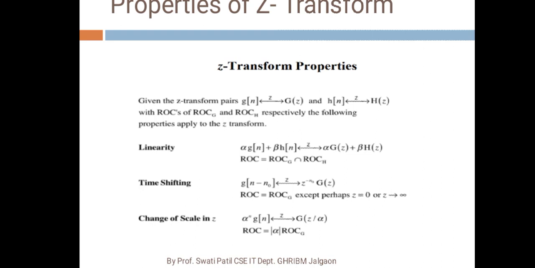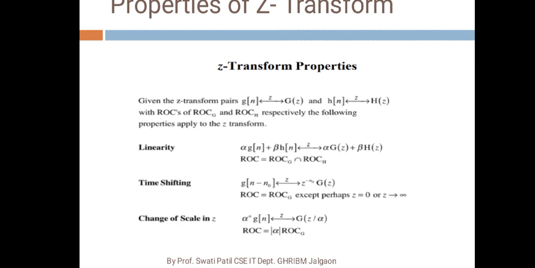So alpha g[n] plus beta h[n], after applying Z transform, we get alpha G(z) plus beta H(z), and the region of convergence, after applying this linearity property, is the region of convergence of G intersection the region of convergence of H. All the capital symbols indicate the Z transformed signal. That means after transformation it will be a capital symbol and before transformation it is a small symbol.